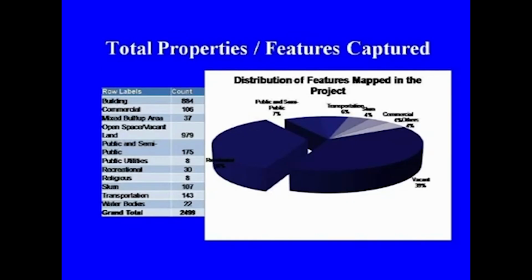Now, we can visualize the distribution of various features which are there in the project, and we can see that 36% of the ward is under residential area, 7% is under public and semi-public, 6% is under transportation, 4% is the slum area, 4% is commercial, 4% is other areas, and 39% of the ward area is vacant. Now, this is a substantial area and could be utilized in the future for developmental activities.